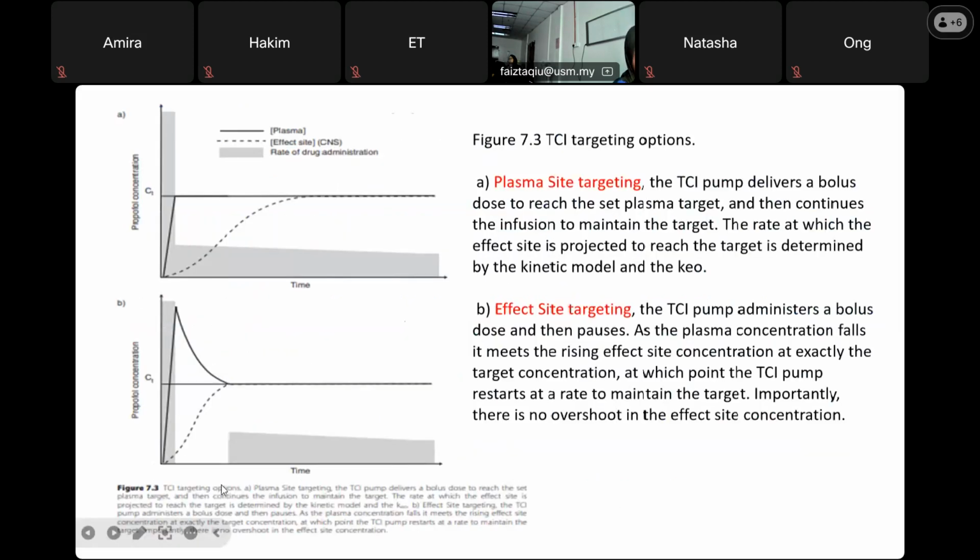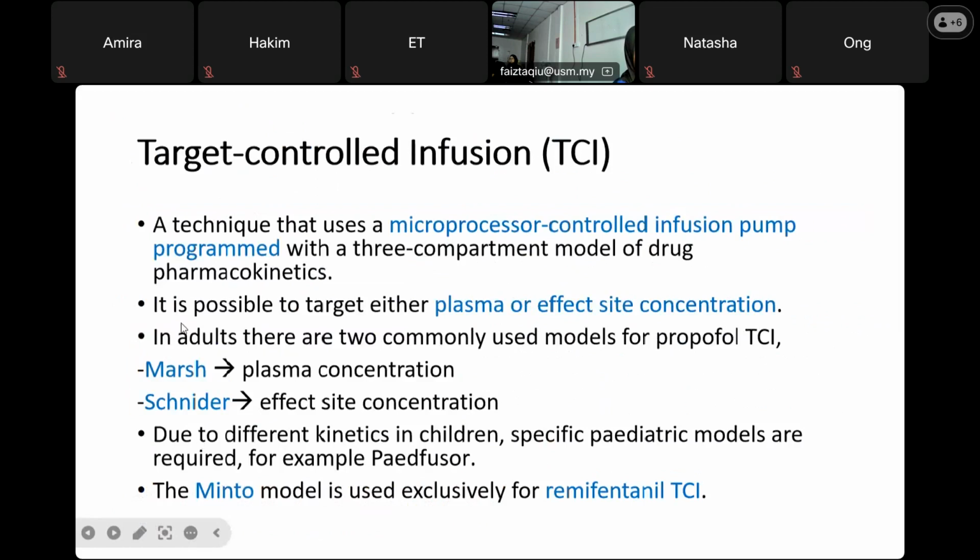Anyone want to add? On this slide, actually, this TCI requires the patient's age, weight, and height.